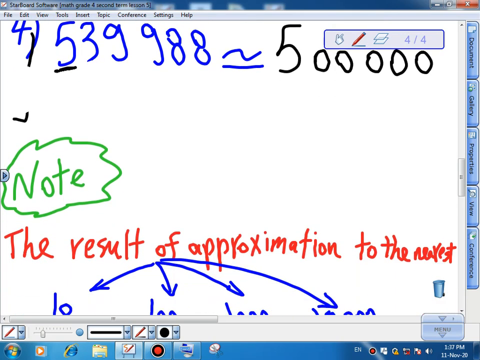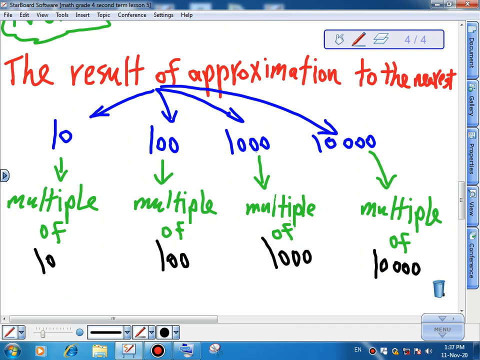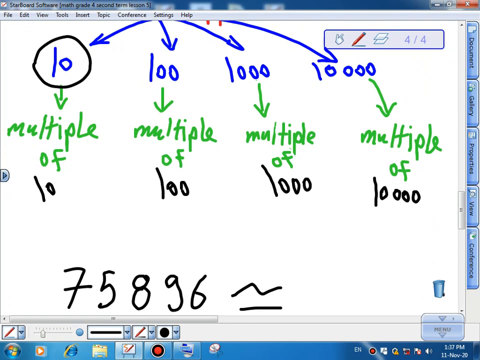Note that the result of approximation to the nearest 10 should be a multiple of number 10. How? If I need to approximate the number 75 to the nearest 10, you will look to the tens place, which is 7. Look to the units place: is it weak or strong? It is a strong number, so add 1. 7 will be 8, and 5 will be replaced by 0. 80 is a multiple of number 10, and so on.